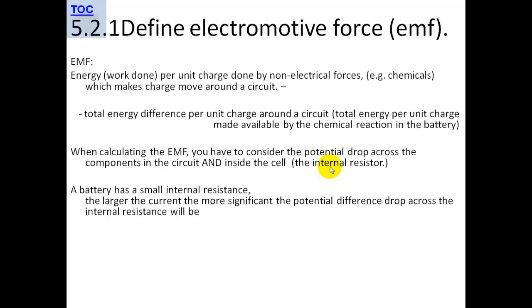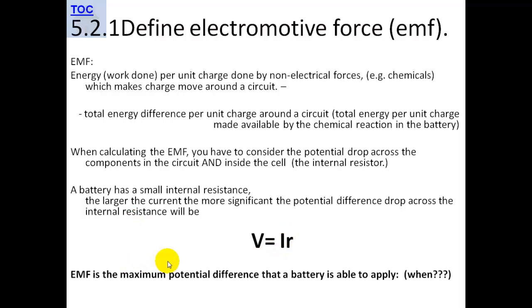Now a battery has a very small internal resistance, but if the current is large, the more significant the potential difference drop across the internal resistance will be. So this is why we must have a large external load. This is the potential difference drop across the internal resistor: little r is the internal resistance, and I is the current going through. So we want to measure the largest voltage that we can get.